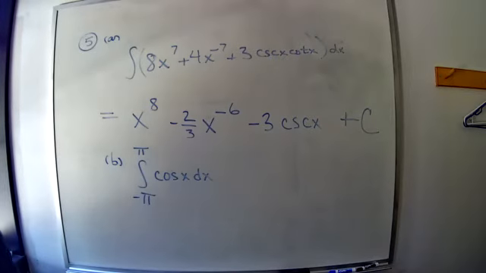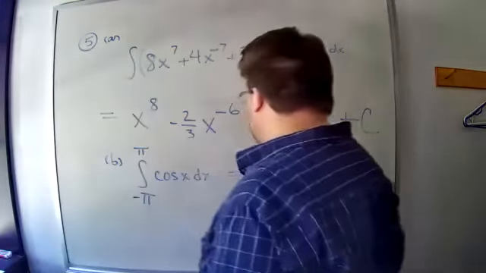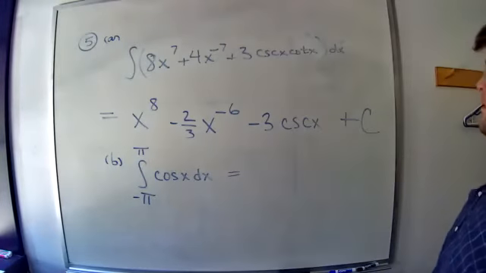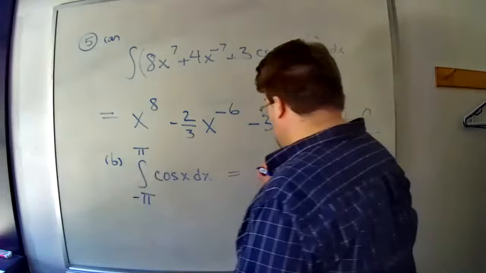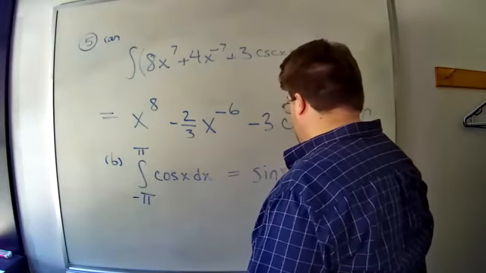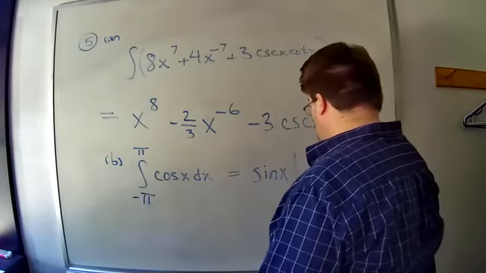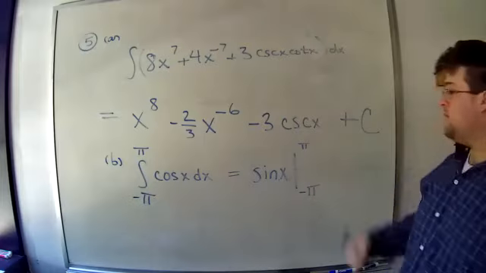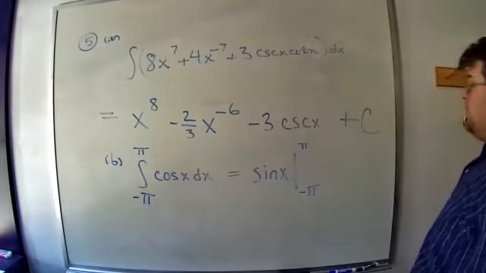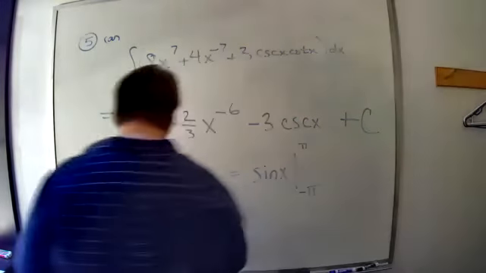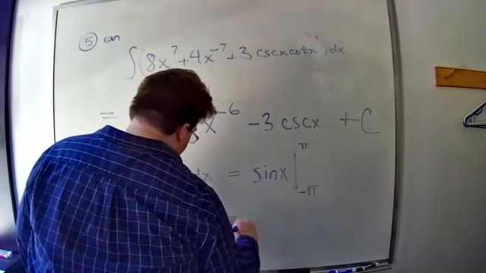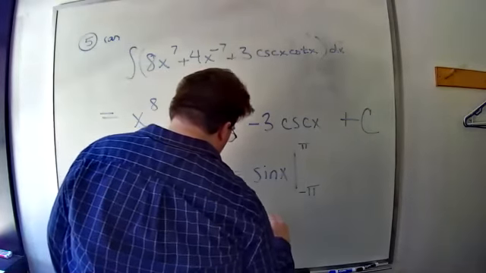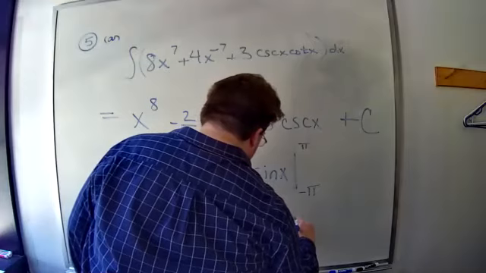5b, negative pi to pi of cosine x dx. Well, we'll use fundamental theorem part 2. The derivative of sine is cosine. So the derivative of sine is cosine. Here we want sine of pi minus the sine of negative pi.